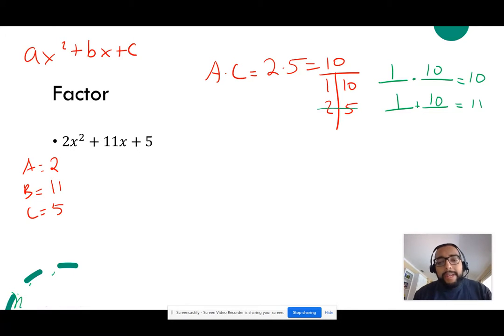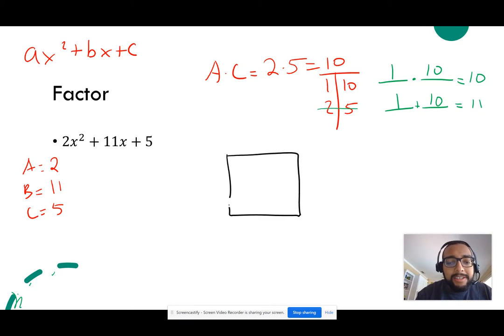But this is really where we're getting to the nitty-gritty of box method. So, as you can tell, box method involves a box. Who knew? With box method, you're essentially just doing the opposite of the distributive property. So we have 2x squared plus 11x plus 5. I'm going to place those terms inside the box. So the first term is going to be 2x squared.